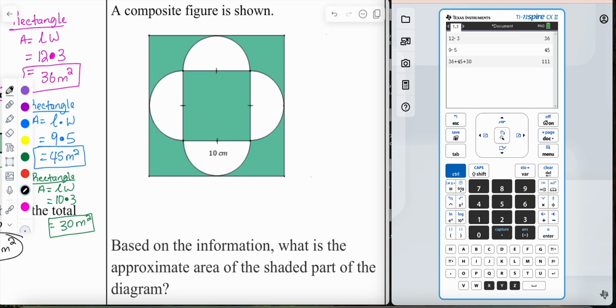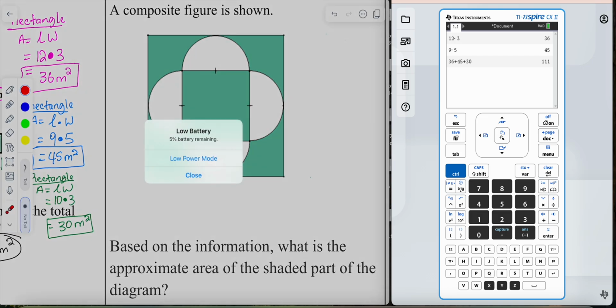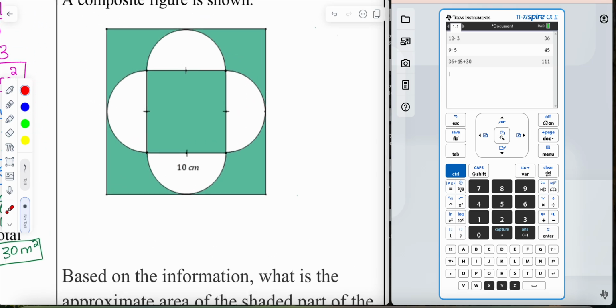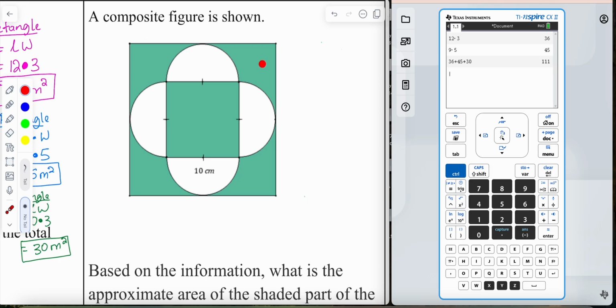All right, so here we have a composite figure. It says a composite figure is shown. Based on the information, what is the approximate area of the shaded part of the diagram? So we just want the area of the part that is shaded. All right, so if you look here, we have shaded and we have unshaded. So what we need to do, we're going to have to find the area of the entire shape. The area of the entire shape is a square. This is the entire shape. Minus the area, or subtract the area of the unshaded.